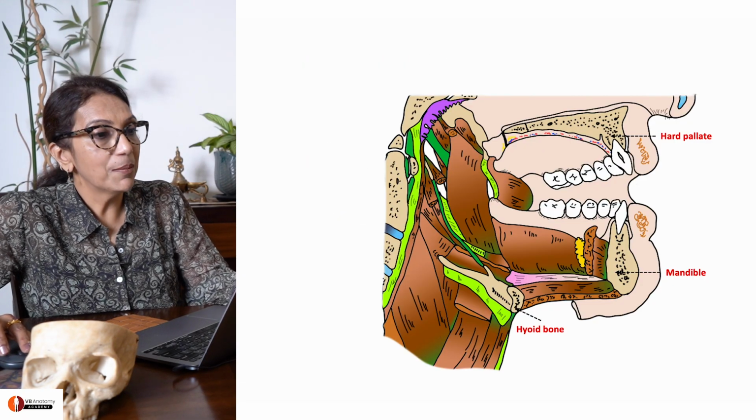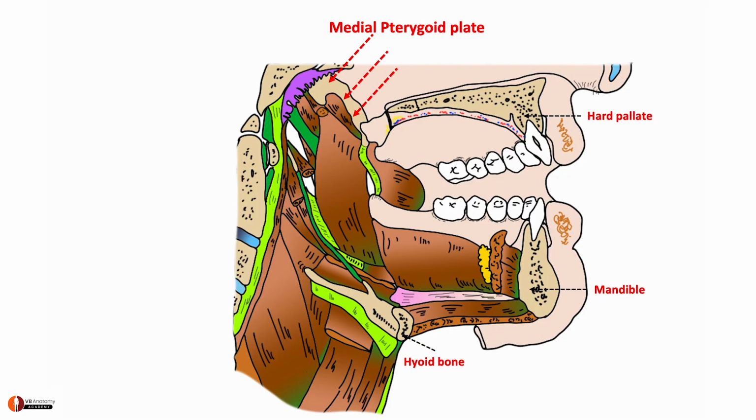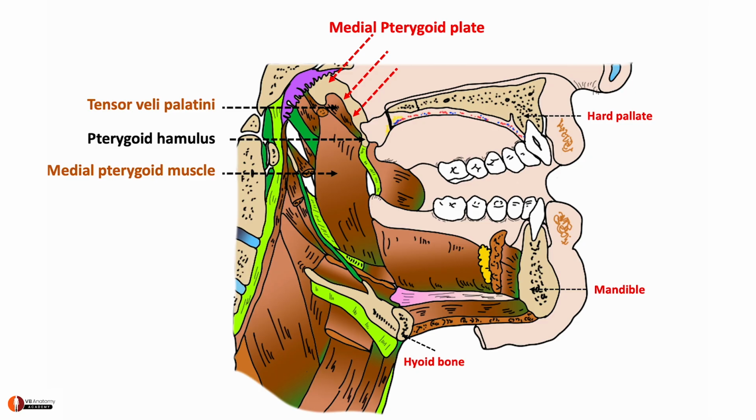Here is an image that might help you. Here's your medial pterygoid plate giving attachment to your tensor veli palatini muscle. Here's your pterygoid hamulus, which I told you gave rise to 3 structures: the pterygomandibular raphe, the buccinator muscle, and superior constrictor, which is not seen in the image, but this image might help you remember these structures.